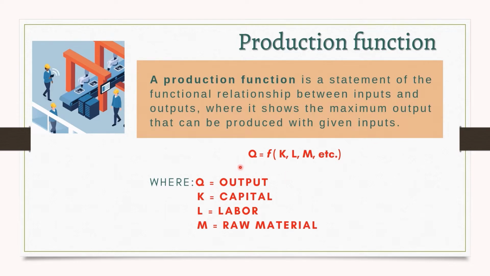So here is the equation for a production function to find the output, where Q is the output equals F. F refers to the inputs, K, L, M, etc. K is the capital, L is the labor, and M refers to the raw materials. Okay, get it?